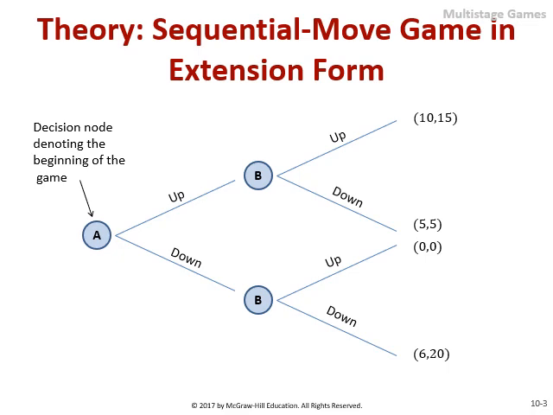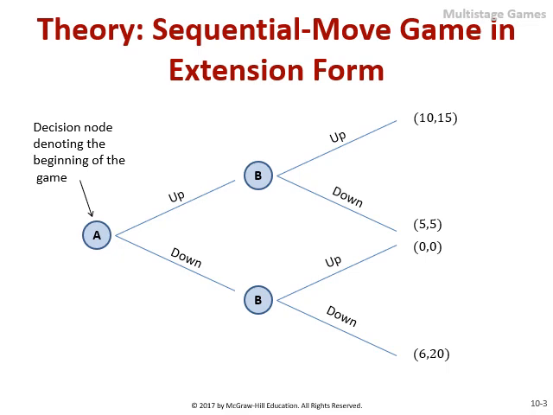And at the end, in the brackets, there are the payoffs for each player. So 10 is the payoff for player A and 15 is the payoff for player B. This is if B takes up and A takes up. So 10-15 is associated with A playing up and B playing up also. But if B plays down while A plays up, then the payoffs become 5 and 5. 5 for player A and 5 for player B.